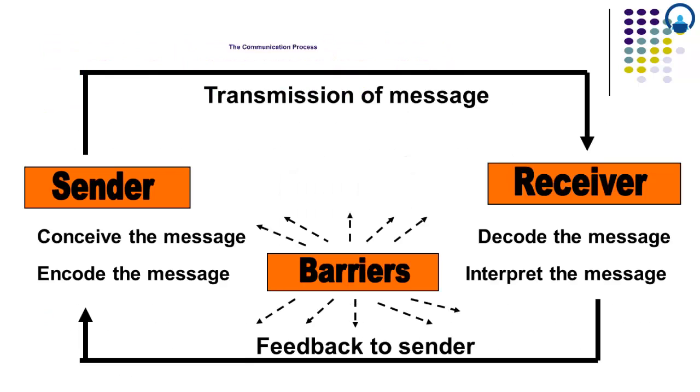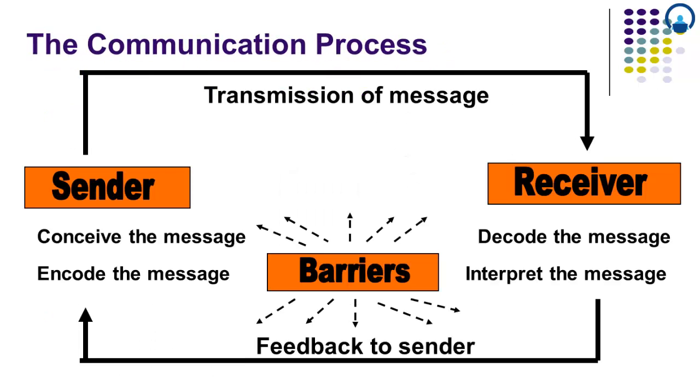Let's discuss this process a bit in detail. You must have seen this chart a lot of times in the studies of communication. In this process, mainly, there are two parties involved. One is the sender, and the other party is the receiver. What happens when the communication process starts?